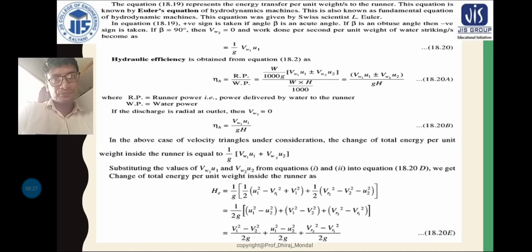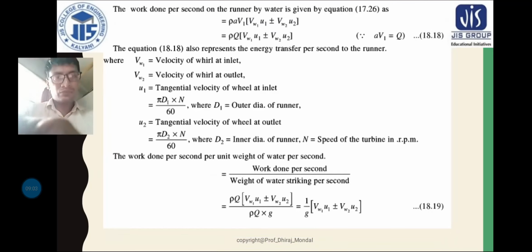In this equation, beta is the angle of the runner, or the guide blade angle, at the outlet. If the angle beta is an acute angle, then the equation will be positive, but if beta is an obtuse angle, then the equation will be negative. Now let us consider beta is 90 degrees. In that case, Vw2 will be 0.